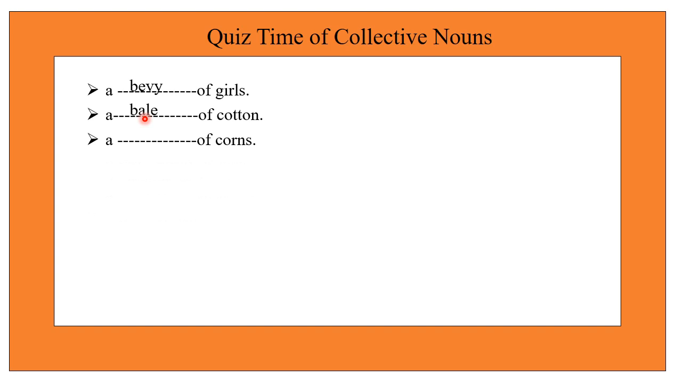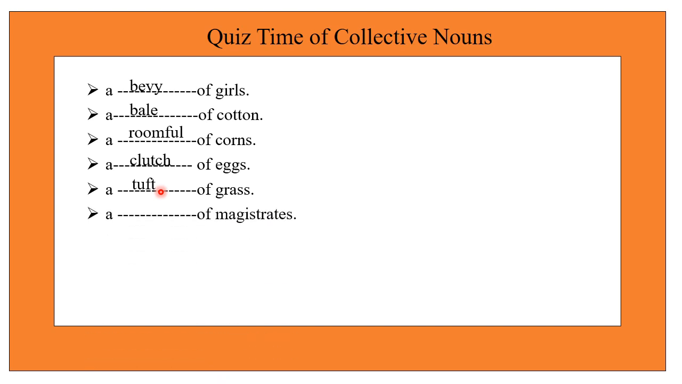Next one, a dash of corns. When many corns are there together, it is known as a room full of corns. Next example, a dash of eggs. What is the correct collective noun here? A clutch of eggs. Next one, a dash of grass. What is the proper collective noun? A tuft of grass. Next one, a dash of magistrates.